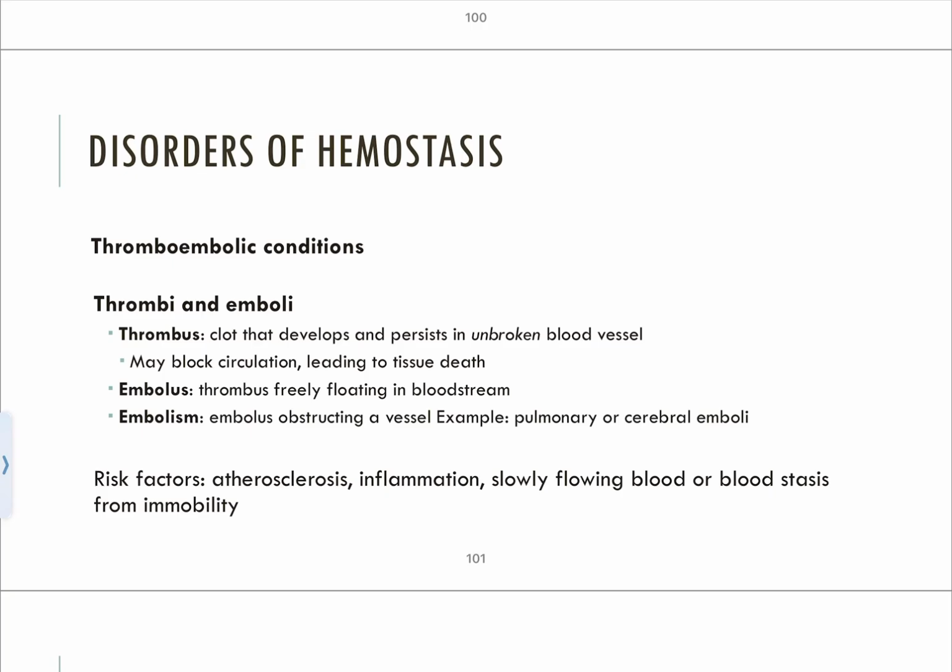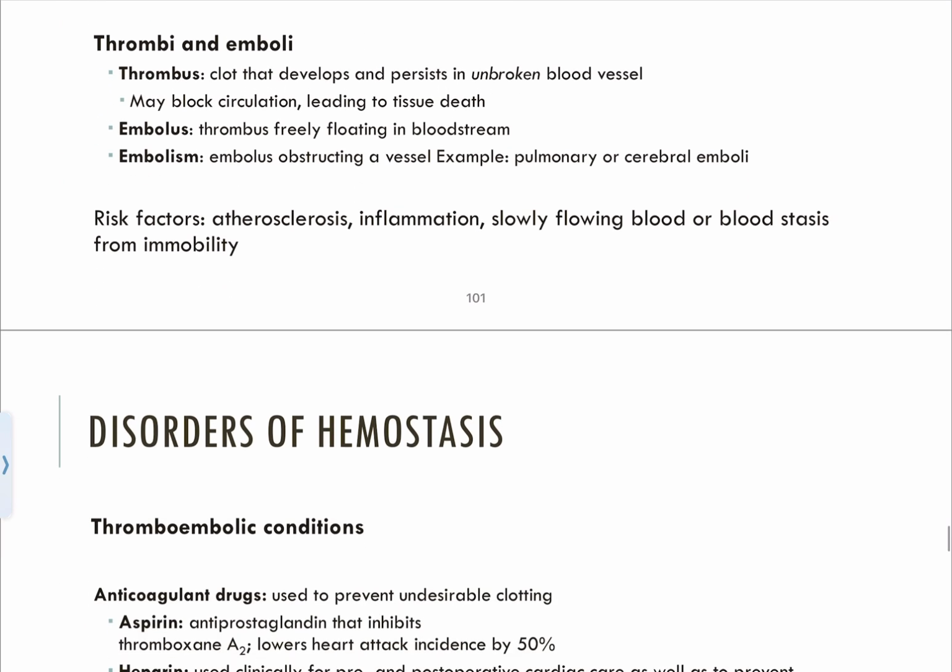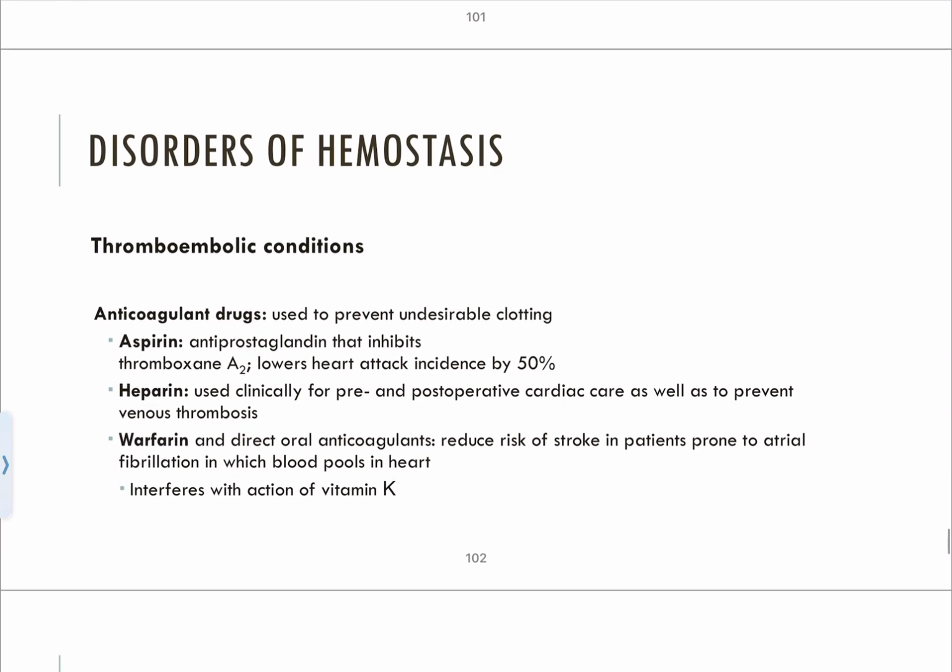So several things can contribute to your increased risk of thrombi and emboli, and those are things like atherosclerosis, if you have chronic inflammation, slow flowing blood, so high viscosity, or blood stasis from immobility. So if you have some sort of thromboembolic condition, a lot of times you want to take an anticoagulant. There's a number of drugs, things like aspirin, heparin, or warfarin, that can be clinically used to prevent clotting that we don't want to happen.